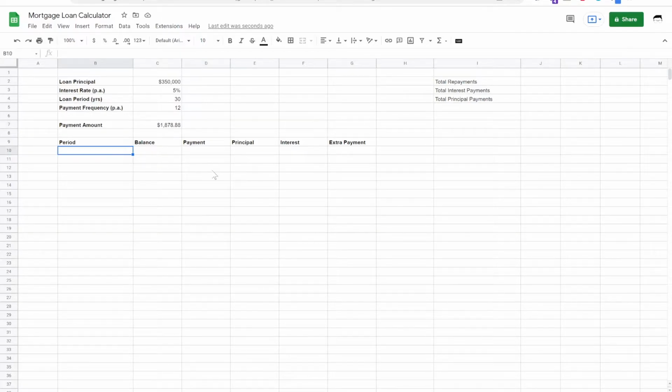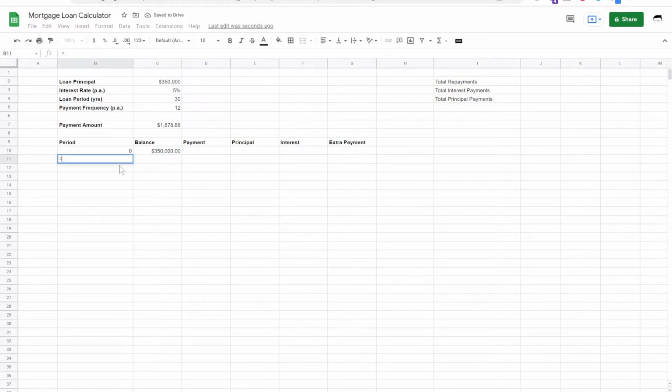So the first period we start with is a zero to represent the first day, the day that we take out the money. And as at that day, we have a $350,000 balance. So that's the amount we take. Now, if there's any loan establishment fees or anything like that, say the bank charges you $500 to start the loan, this is where you'd include that. And perhaps you'd have a different entry in here for those different sort of fees. And then we move to the next line.